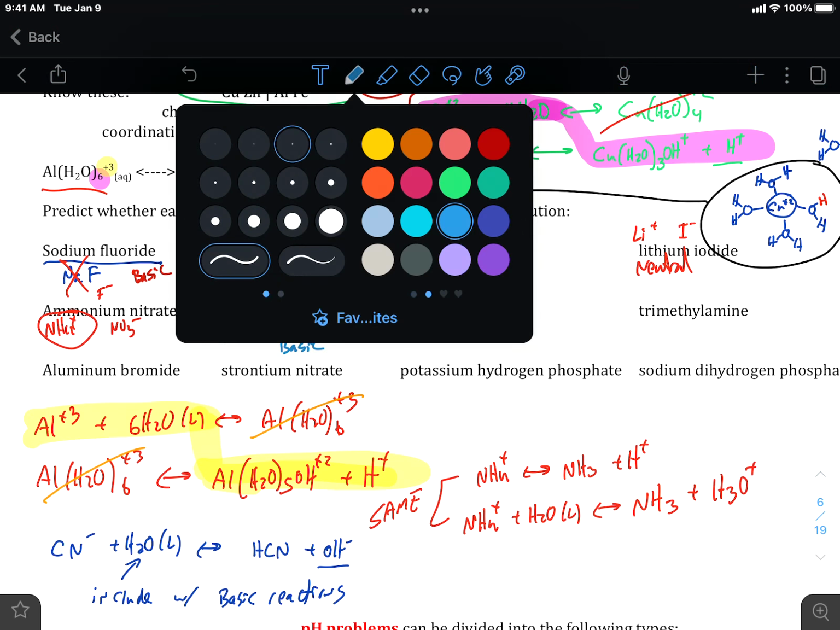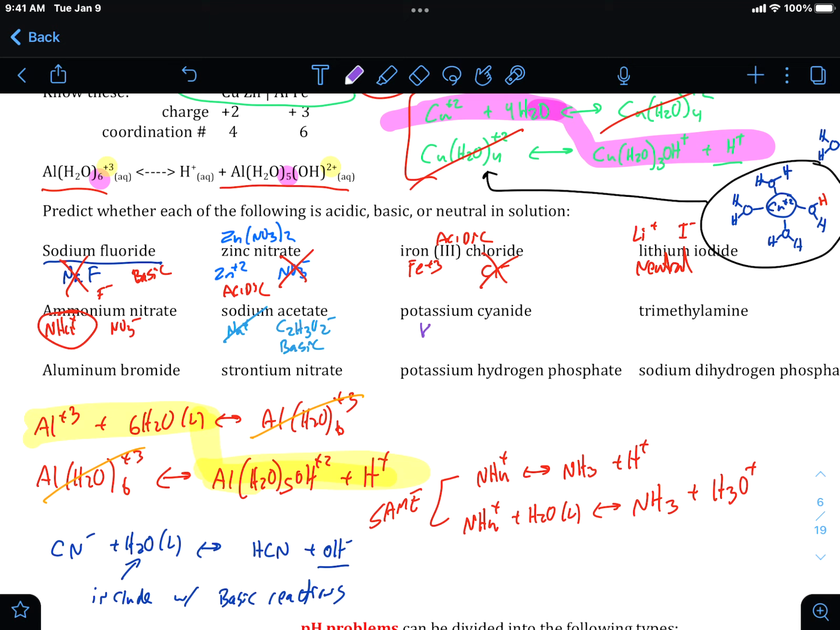Potassium cyanide, K plus, CN minus. Acidic or basic? Basic, yeah. Potassium is ruled out. We have a negative ion. This is basic.